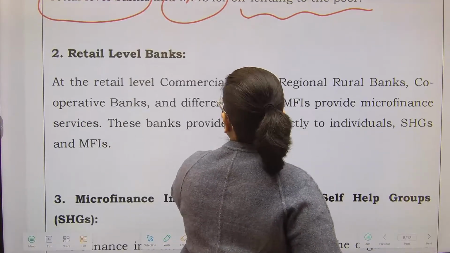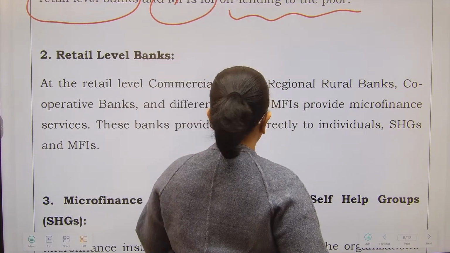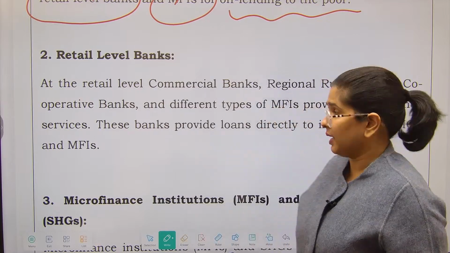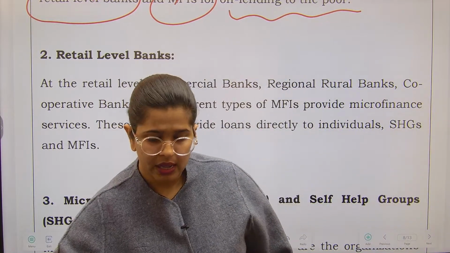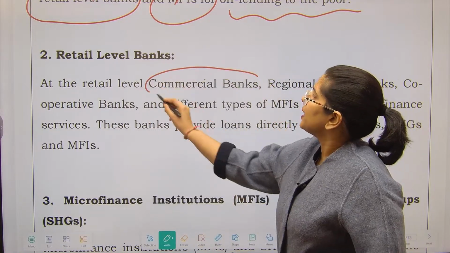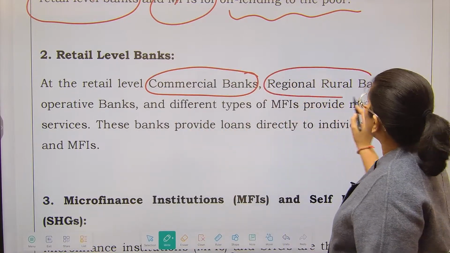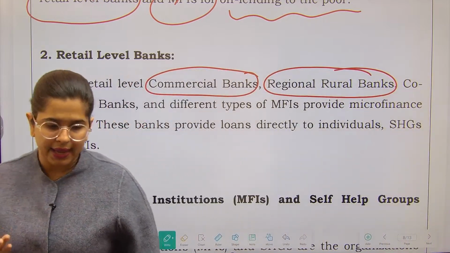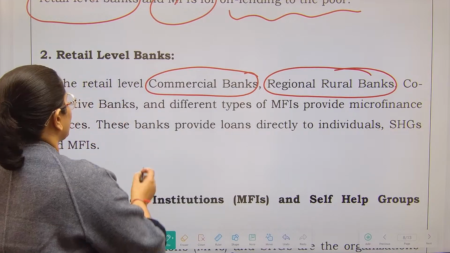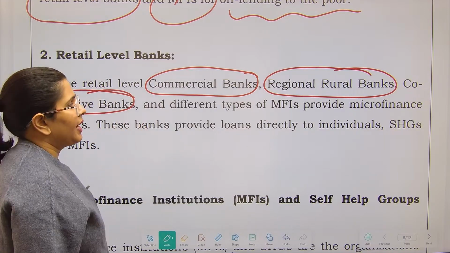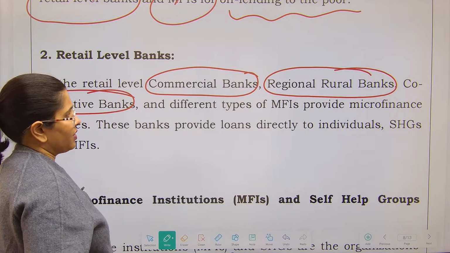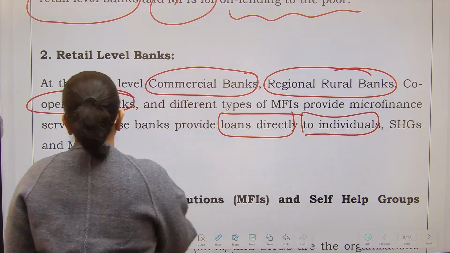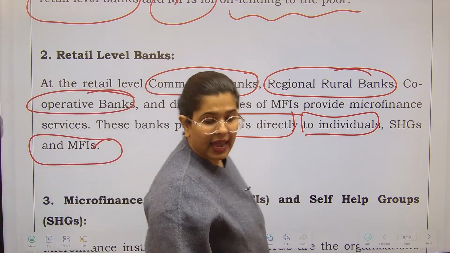After that, let us see the retail level banks. So यहाँ पे retail level banks में I am now not just talking about the commercial banks. Commercial banks के साथ साथ में, apart from the commercial banks, we are also talking about regional rural banks. We have understood about regional rural banks, right? The kind of functioning etc. ये सब हम समझ चुके हैं. Commercial banks, regional rural banks, as well as the cooperatives and different types of microfinance institutions. They provide the microfinance related services. These banks provide loans to individuals, self-help groups and the microfinance institutions directly, right?